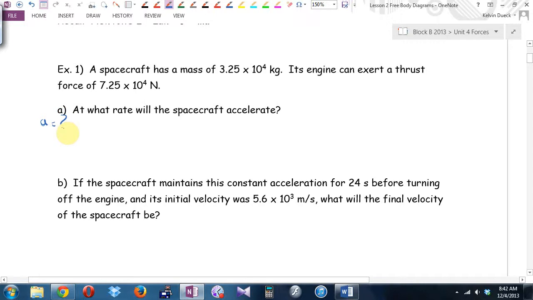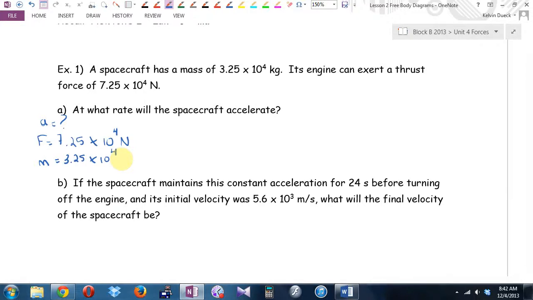That's nice. I normally might say, hey, do I know v final? Do I know v? I don't know any of that. In fact, in this case, what they've told me is my overall force is 7.25 times 10 to the 4th newtons, and that my mass is 3.25 times 10 to the 4th kilograms. So I'm looking for an equation that has F, m, and a in it. Oh, F equals ma. So what am I trying to find, Mark? Can you get the acceleration by itself in that equation? Yep.